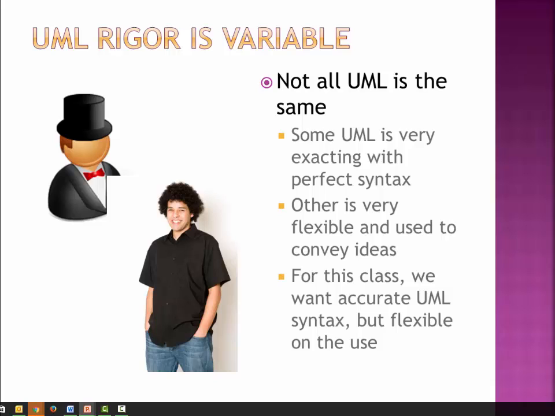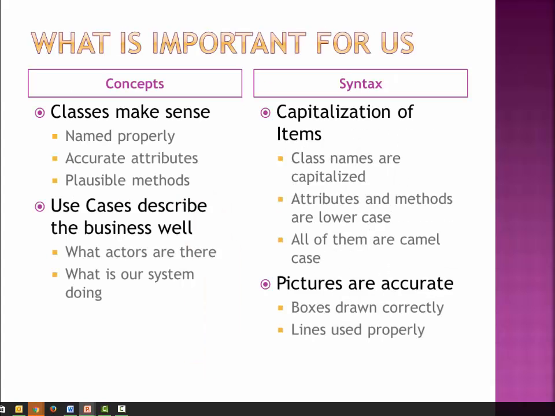So let's talk about what I think is important for your UML here. The concepts are important. We want the classes that you're going to generate to make sense if you're going to be building class diagrams. You want the names to be properly attributed. We want the attributes to be as accurate as possible, and then plausible methods. They don't have to be perfect, but whatever you come up with.